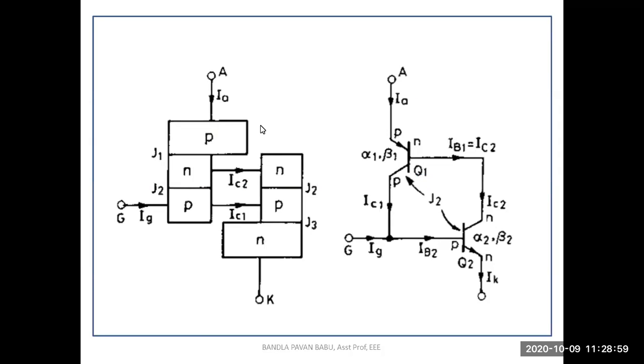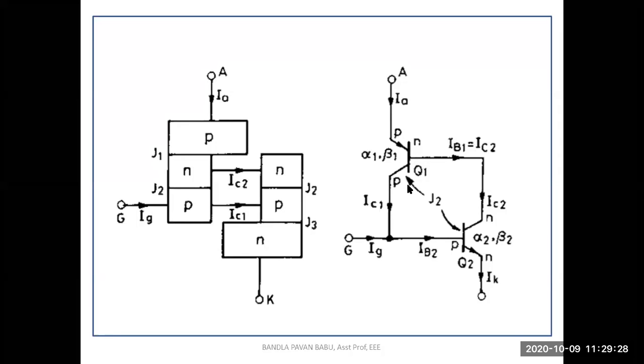Look at here. It is a PNP layer, with the terminals anode, gate, and cathode here. This collector current is connected to the other transistor. These two transistors are interconnected through the collector terminals. If we draw the equivalent circuit, then how it appears is shown in the right side figure.